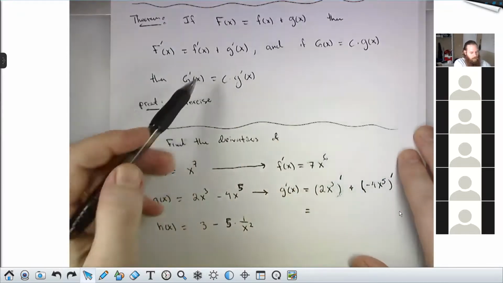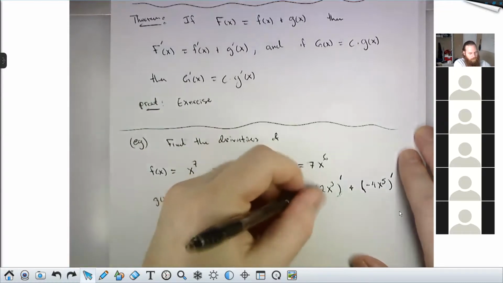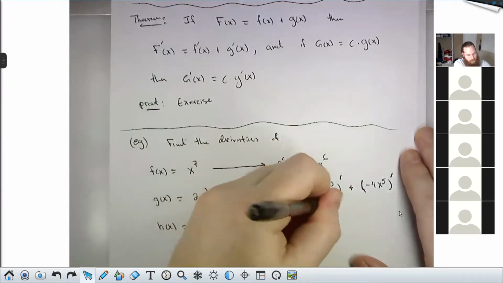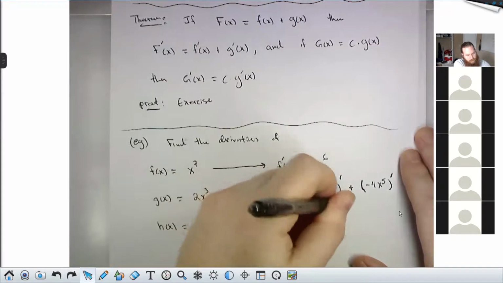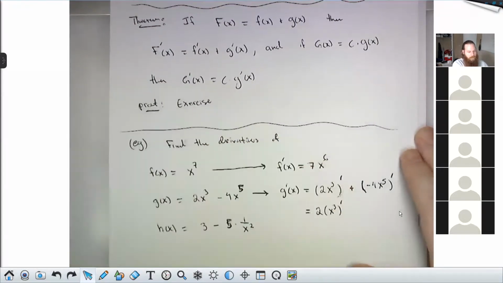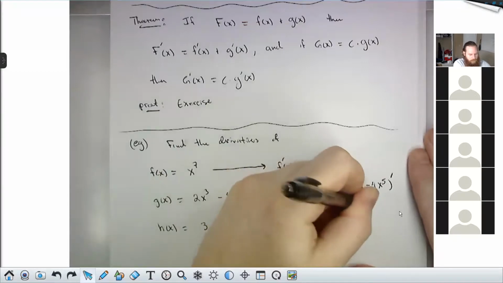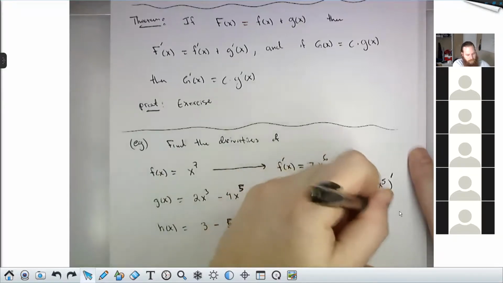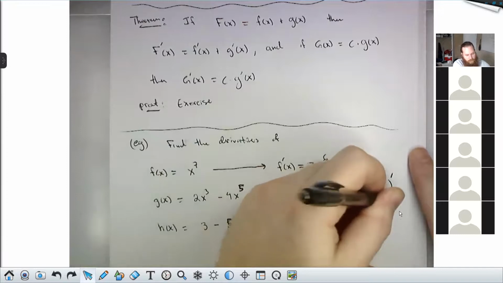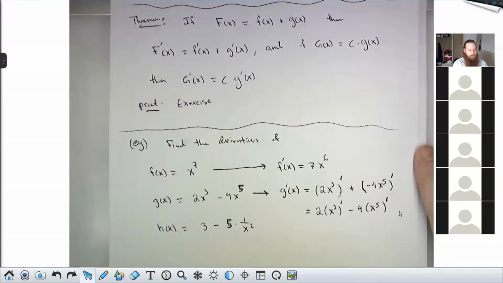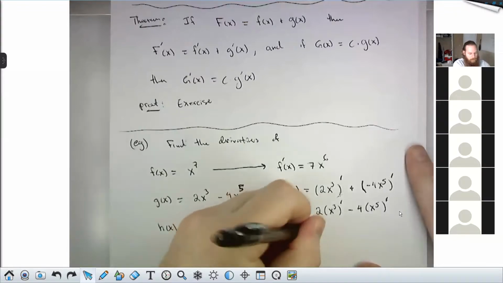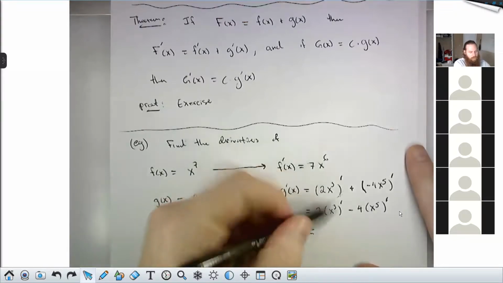Now, according to this rule up here, the 2 out front should pop out. So this will be 2 times x cubed primed, and this -4 will pop out. So I'll have minus 4 times x to the 5th primed. And again, this prime notation means we need to take the derivative.